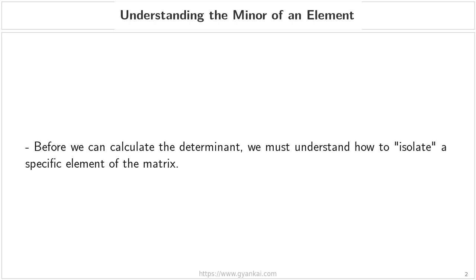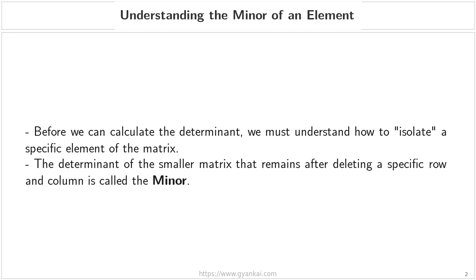Understanding the minor of an element. Now that we know a 3x3 determinant can be broken down into smaller parts, we need to look at the first essential step. Before we can actually calculate the determinant, we have to learn how to isolate a specific element within the matrix. This brings us to a key concept called the minor. Think of a minor as the determinant of the smaller matrix that remains after you delete a specific row and a specific column from your original matrix.